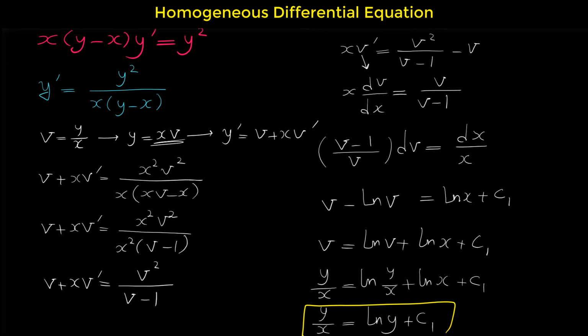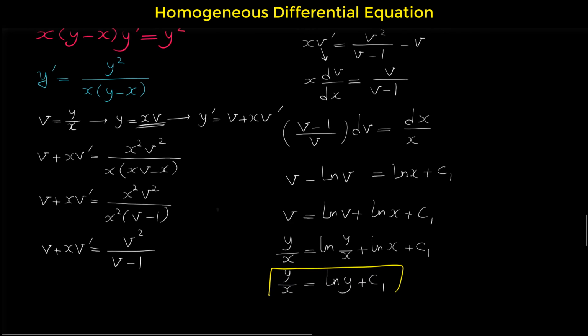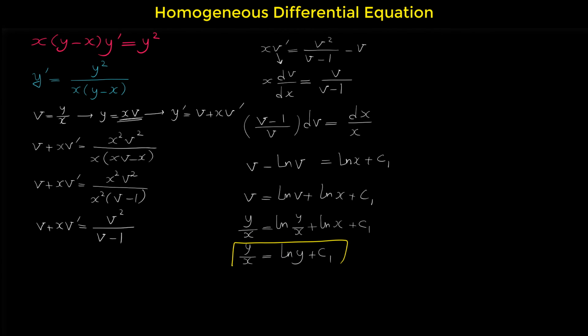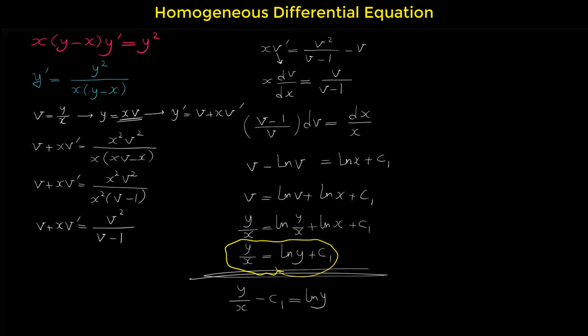But if you want to write your answer in a better form, you can do these extra steps. First, let's move this c1 to the other side of the equation. So we have y over x minus c1 equals ln of y. Again, I'm saying you can leave the answer here, and that's the final answer. It's completely fine. But if you like, you can do these extra steps, and it is not necessary to do these steps.